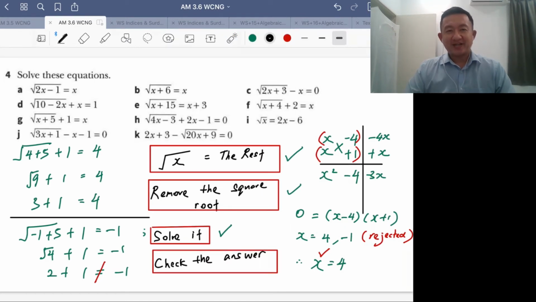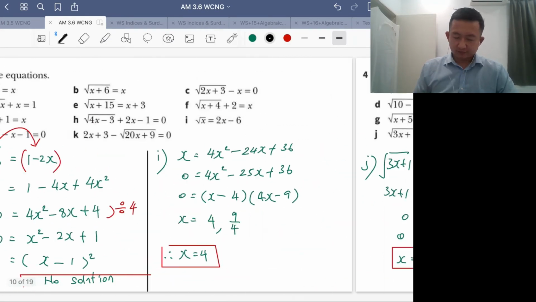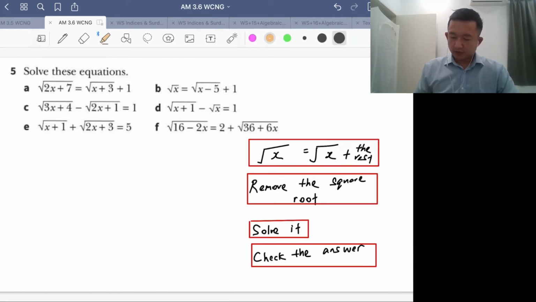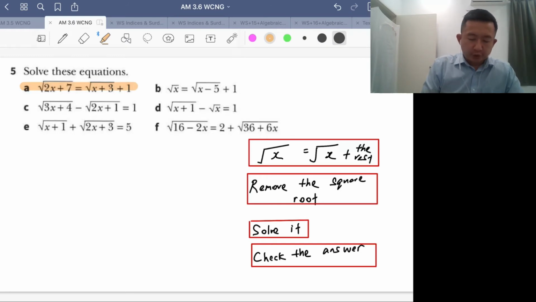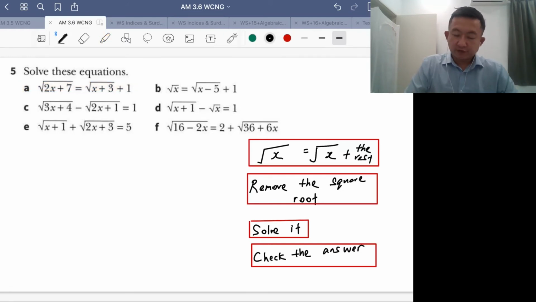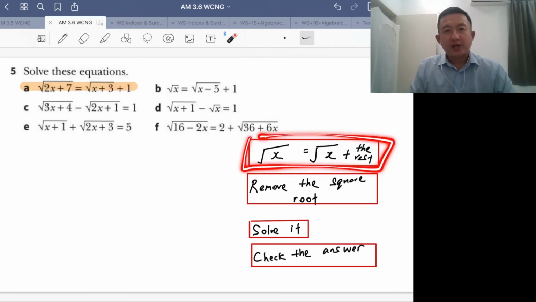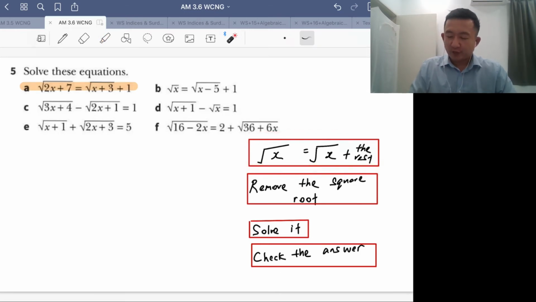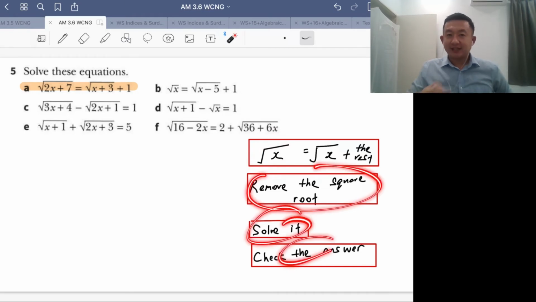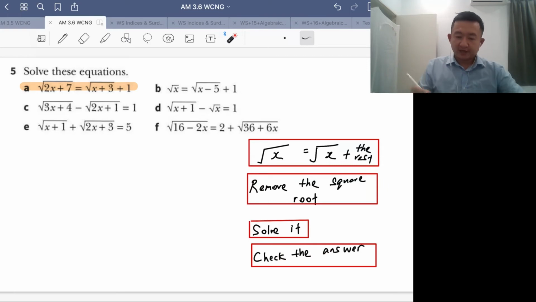Now let's have a look at another type of question. Right. We have a look at question A. So if you pay attention, this is slightly different. When you have a square root, a surd form, with x as part of the value underneath the square roots, you will have to express one of the square roots as a subject, just one of them, and the other one on another side, and the rest of it on another side as well. Just either one of them. Okay? And then you remove the square root, you solve it, you check the answer. The following steps are the same. Okay, let's see what we can do on this.